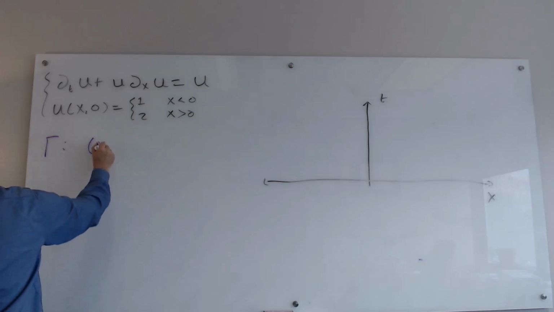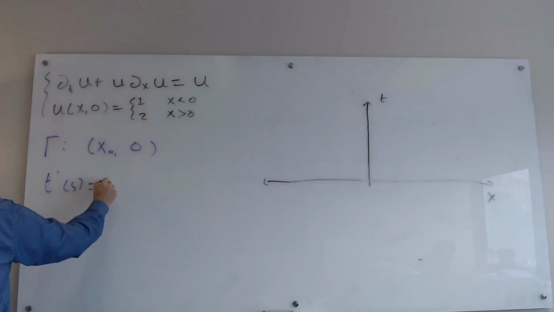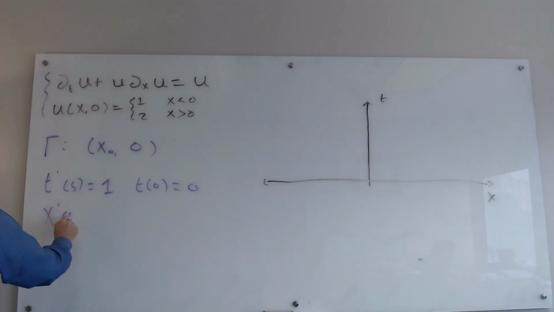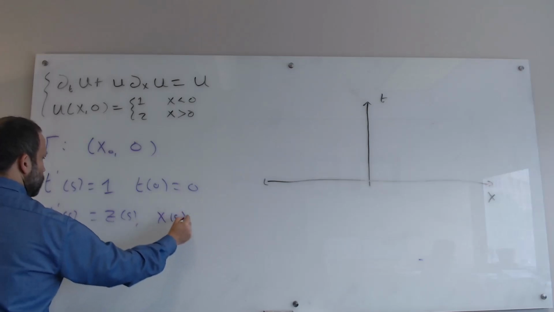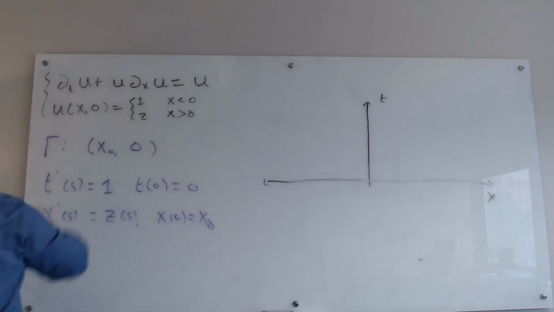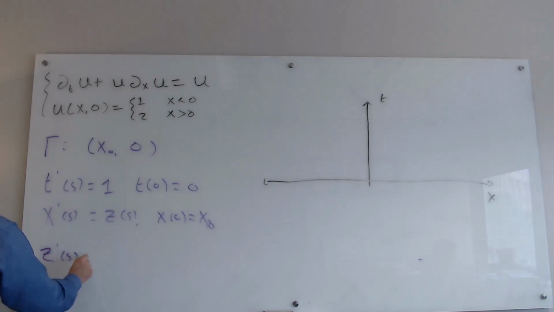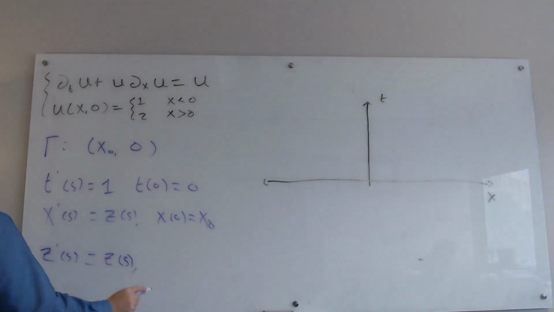We can parameterize the x-axis, and this way, that's our curve, t is equal to 0. We're going to have t prime of s is equal to 1, with t of 0 equal to 0. x prime of s is going to be equal to z of s, with x of 0 equal to x naught. Okay, remember z of s is u of x of s, t of s. And now z prime of s is going to be equal to z of s.